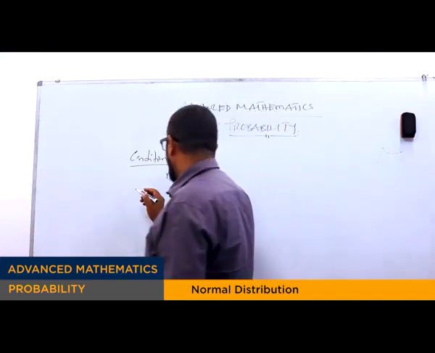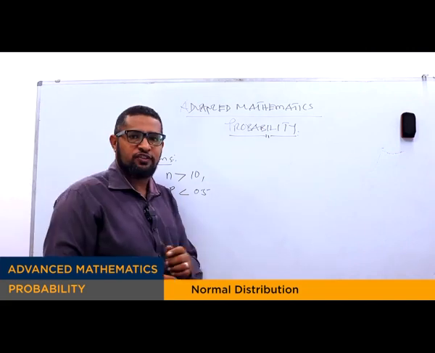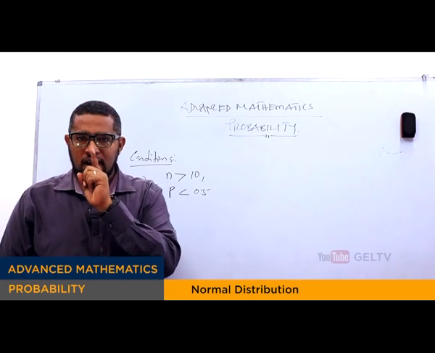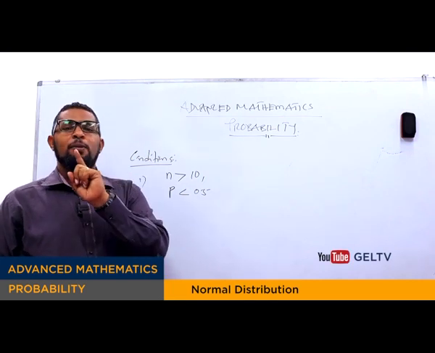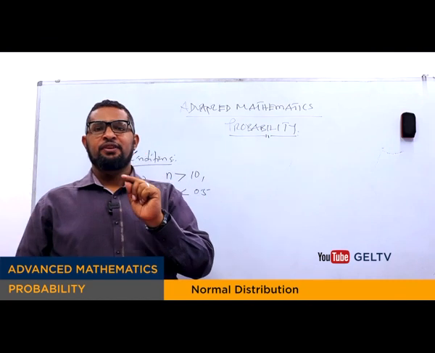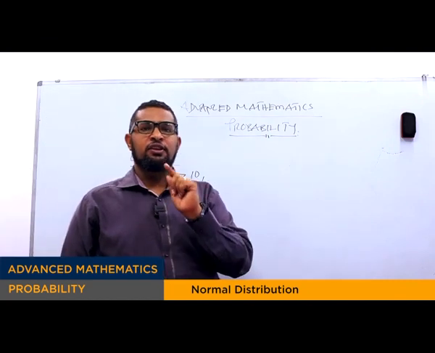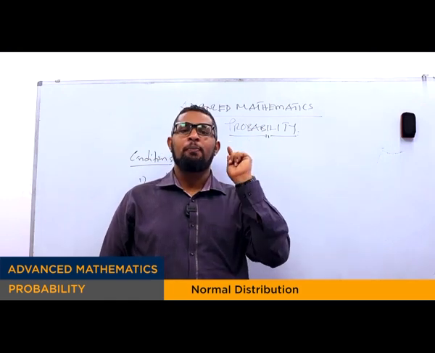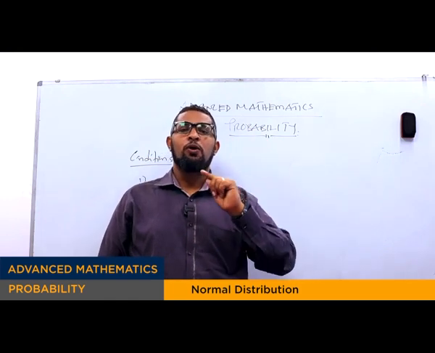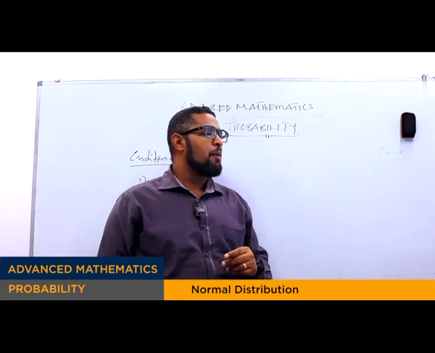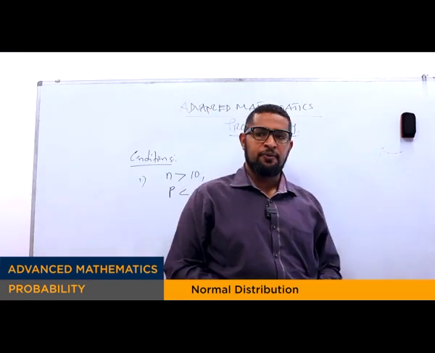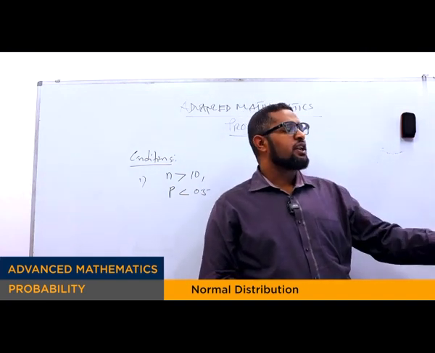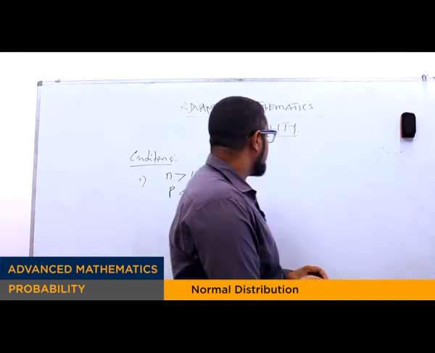This is case number 1. So if you find a question having number of trials greater than 10 and the probability of success is less than 0.5, my dear student, that is a question concerning approximation of binomial distribution to normal distribution. We'll see an example, then you understand more on this condition. Condition number 2, when n, the number of trials, is greater than 30. So okay, this is the second case.